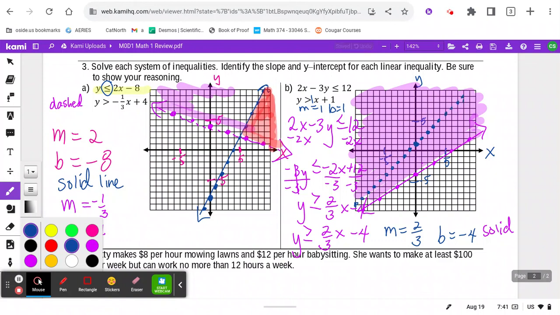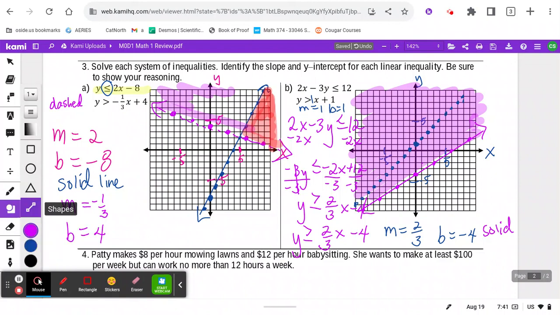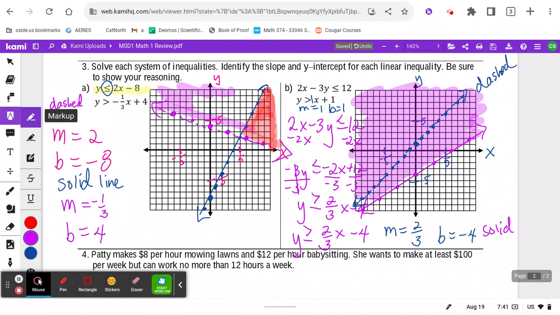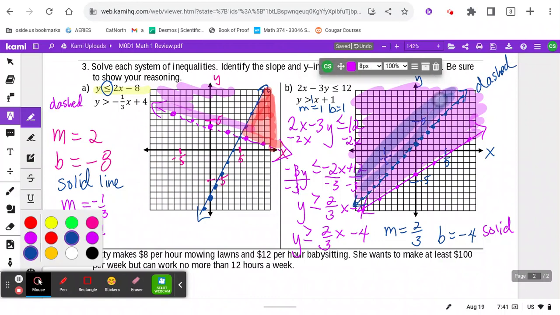All right, this one, it has no equal to bar, so we are going to make it a dashed line. And then we want to shade greater than. So where the purple and blue touch is my solution. Any point in that solution is a solution to our system of inequalities. How'd you do? Do you remember how to do these? I hope so.